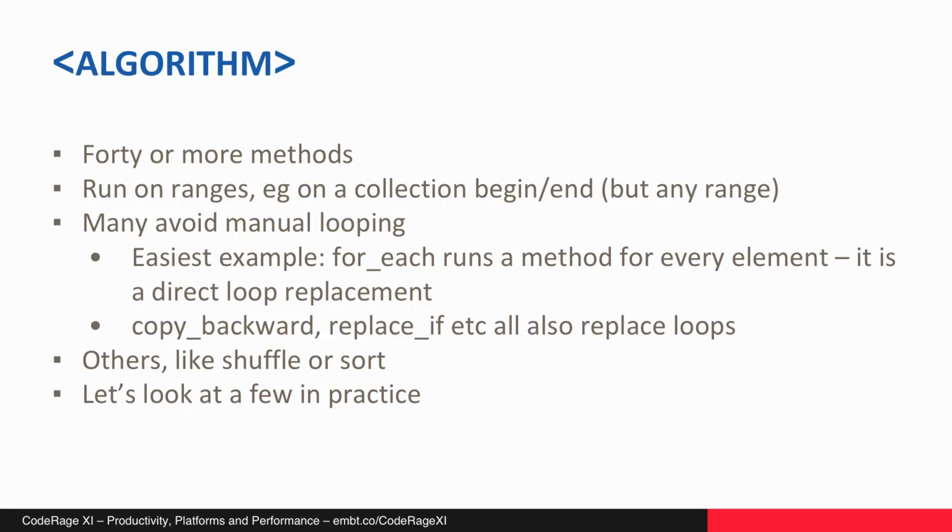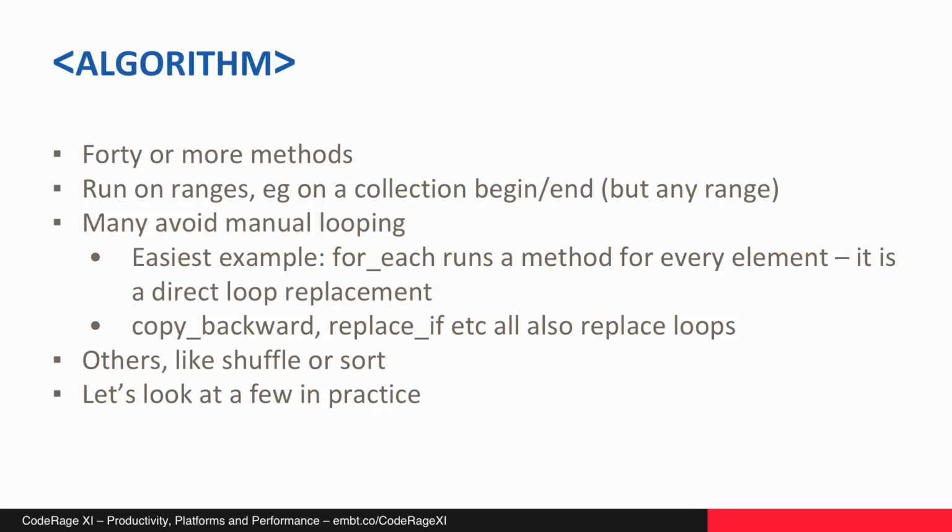Another example might be if you want to find an element in a collection. How many times have you written a loop that goes from the begin to the end of a collection to see if something exists? Well, an algorithm to do that already exists, and it's very widely tested, and it's reliable, and so it's a good idea to use it.